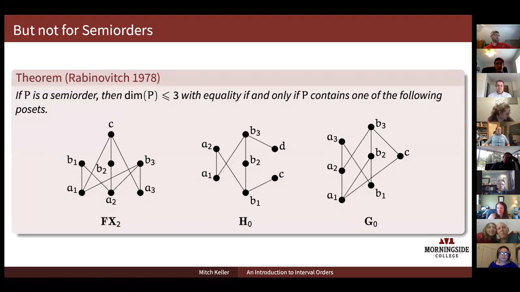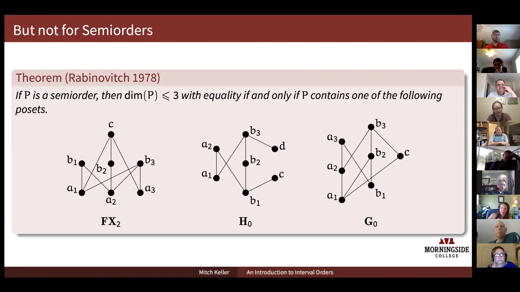Here's a surprise. For semi-orders, dimension is at most 3. So interval orders can have unbounded dimension, but as soon as all the intervals have the same length, you have dimension at most 3, and we know what causes you to have dimension equal to 3. You must have one of these 3 posets inside you. So yay, now our characterization result has gotten a little more complicated. Now we have 3 things you have to avoid, and they each have 7 points, which is slightly larger.